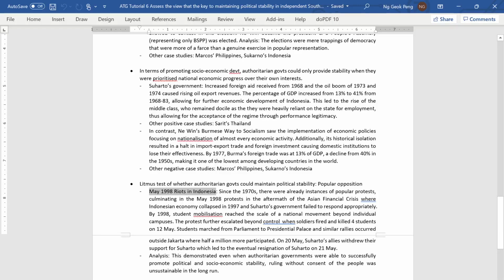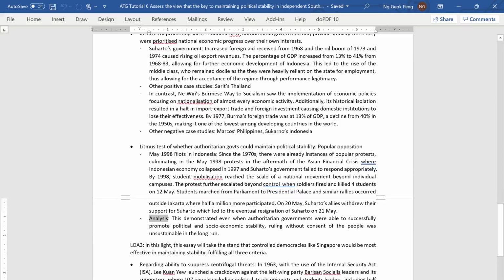Since the 1970s, there were already a lot of popular protests. Eventually the most serious one that would lead to the downfall of Suharto would be after the AFC, in 1998. This led to the downfall and the eventual resignation of Suharto. So the analysis was that this demonstrated that even when authoritarian governments were able to successfully promote political and socio-economic stability, ruling without the consent of the people was unsustainable in the long run.